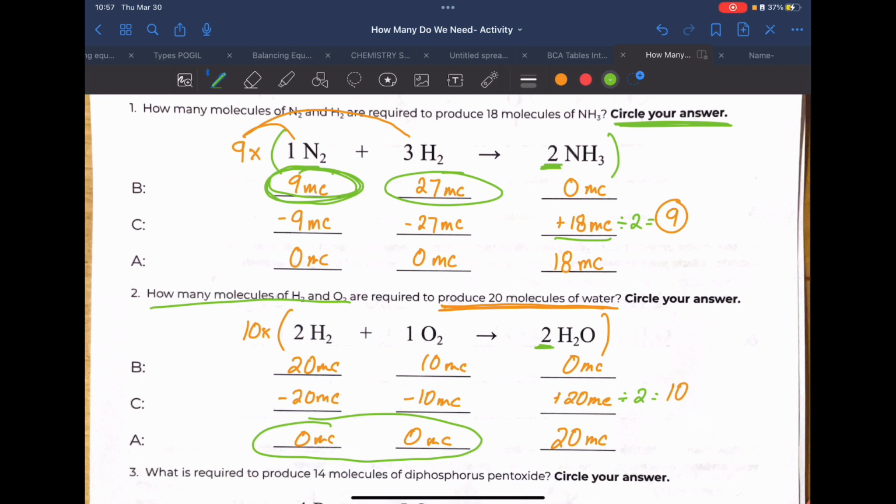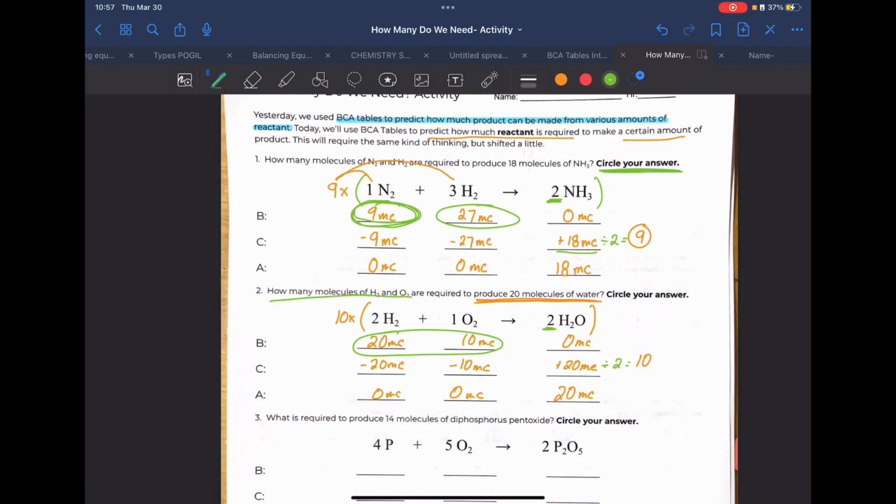I don't care necessarily that you know exactly how to use the BCA table. I'm giving you the BCA table. I'm showing it to you as a tool to use, right? But the point is to be able to predict how much reactant is required to produce a certain amount of product. That's the skill I need you to be able to do, not fill in the BCA table. You got to know what it means as well. So you got to do that if you want points on the test, points on the quiz.